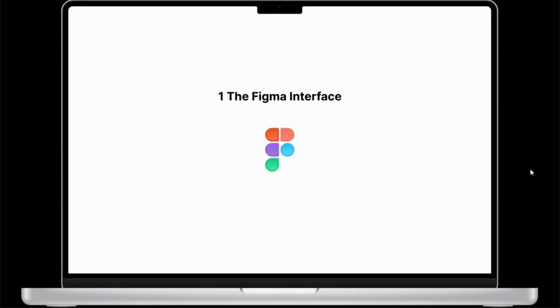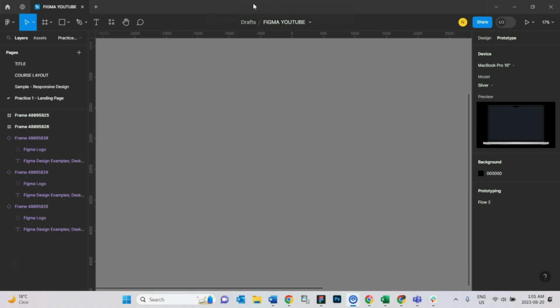So let's get started with the basic Figma interface. This is what the basic interface of Figma looks like. And this is what you basically see when you already have some designs or wireframes created on the Figma file. So for your convenience, I'm going to show you how you can open up a new file and basically start from scratch and continue to build from there.